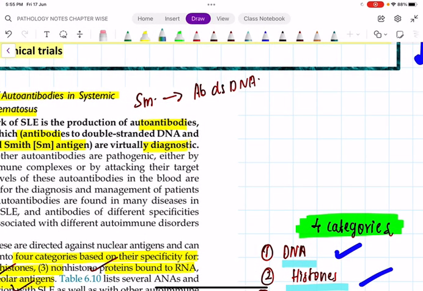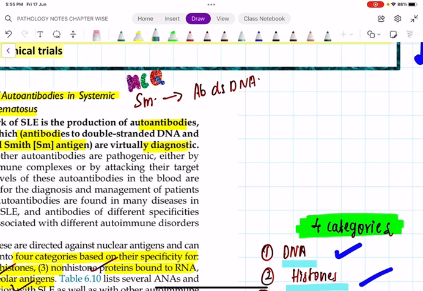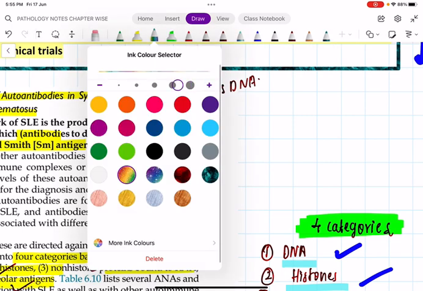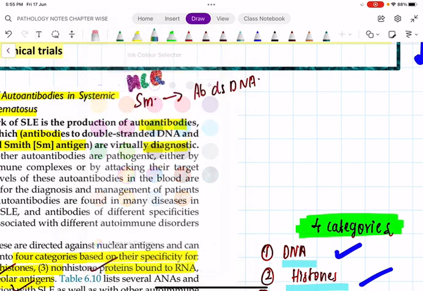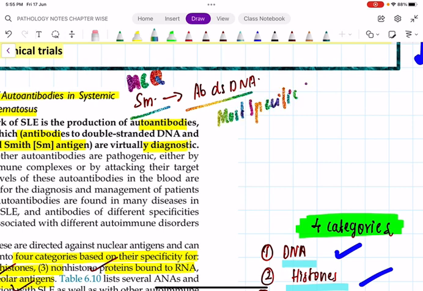Okay, this is a straight away MCQ question. What is it? Okay, 1 second. Yes. That is nothing else but what is the most specific? I am writing here, that is the most specific. Okay, this is the most specific antibody which is directed against systemic lupus erythematosus.